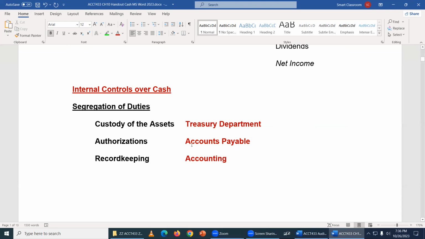So if something's going to get paid, usually accounts payable will be the ones that pay it. They will issue the approval. So the Treasury Department, who has custody of the assets, will cut the checks. And the accounting people will keep track of that. We will do the record keeping, but also we'll do the bank reconciliation.